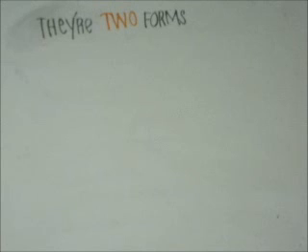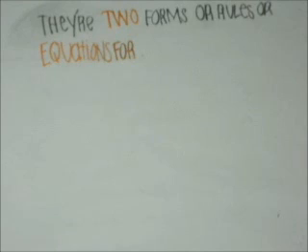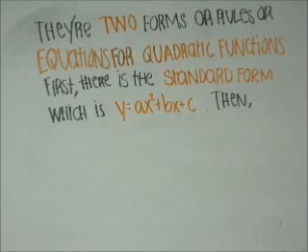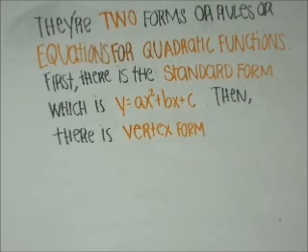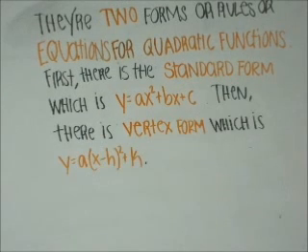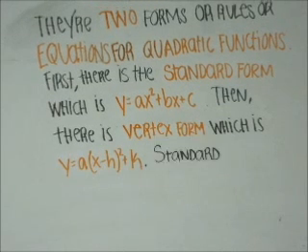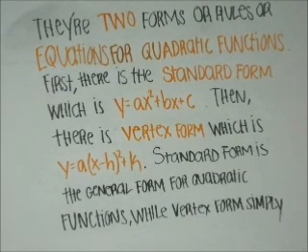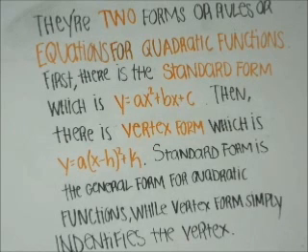Now, there are two forms or rules or equations for quadratic functions. First, there is the standard form, which is y equals ax squared plus bx plus c. Then there is vertex form, which is y equals a times (x minus h) squared plus k. Standard form is the general form for quadratic functions, while vertex form simply identifies the vertex.